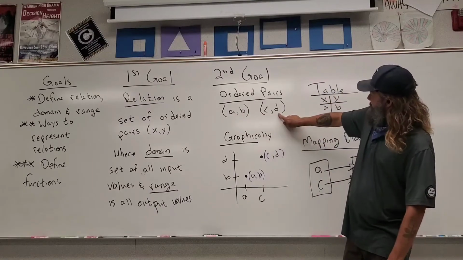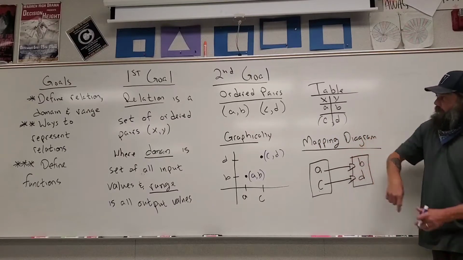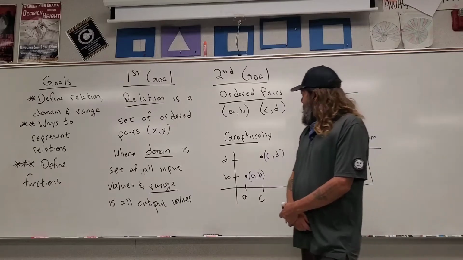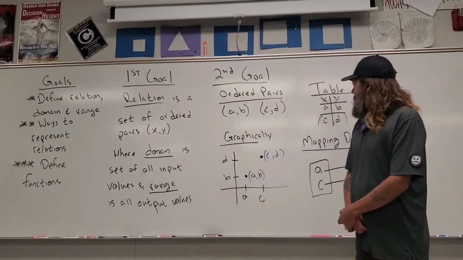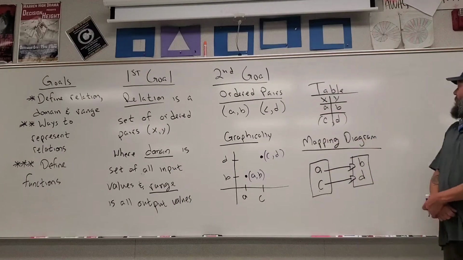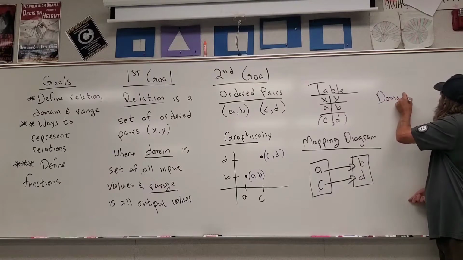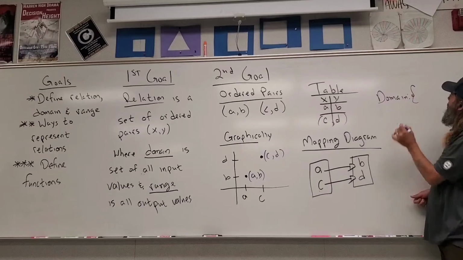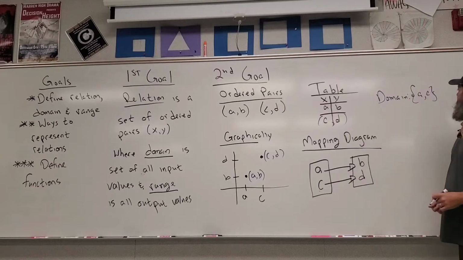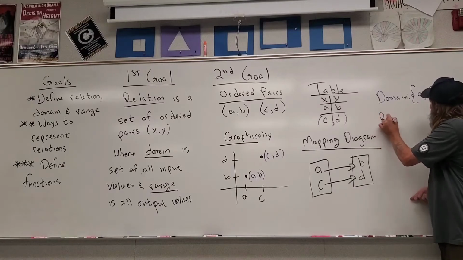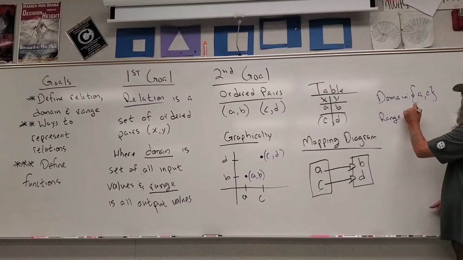If I plug in C, I get D. So here this is saying that A goes to B and C goes to D. All right. And I wanted to wait to talk about an example of domain and range before I check off that box. In all of these examples, the domain, or the input values, are A and C. And the range, or all the output values, are going to be B and D.